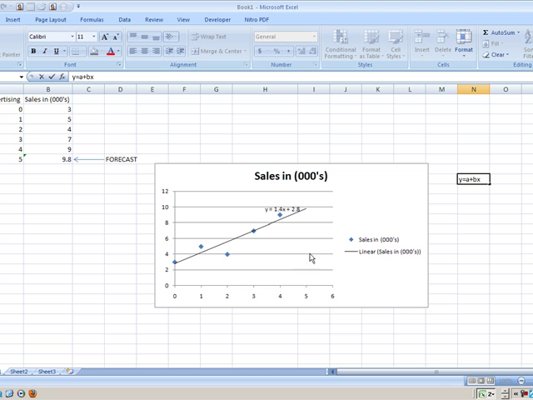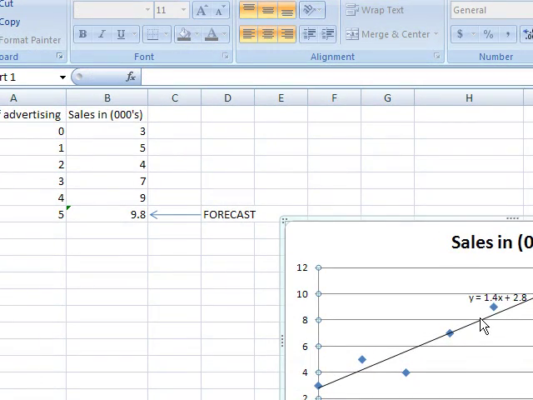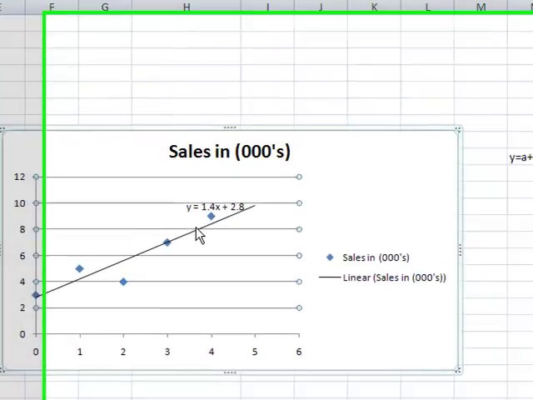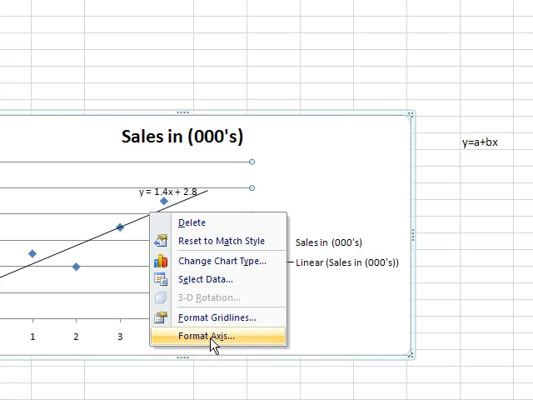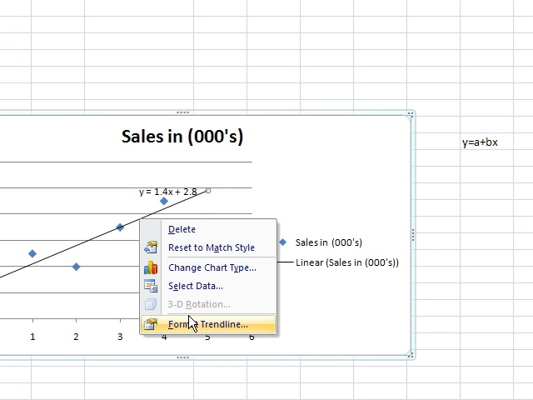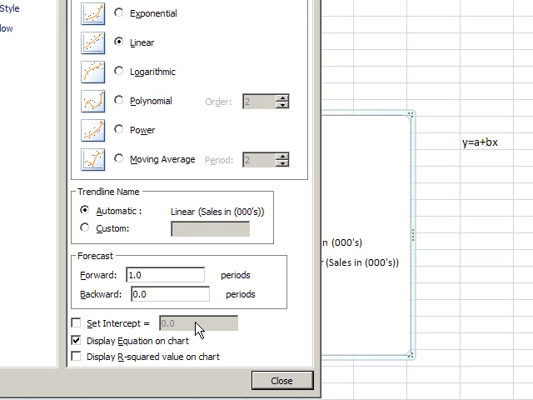So let's obtain the correlation coefficient for this. To do that, we can just click on the line, right click, go down to format, click on it, and go down to format trend line. Now we have a choice: display R square value on chart. That refers to what we're trying to obtain, namely the correlation.